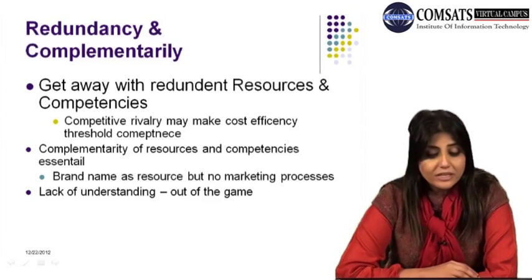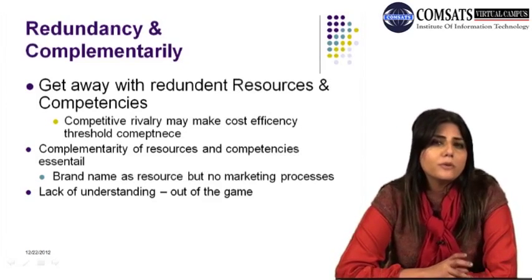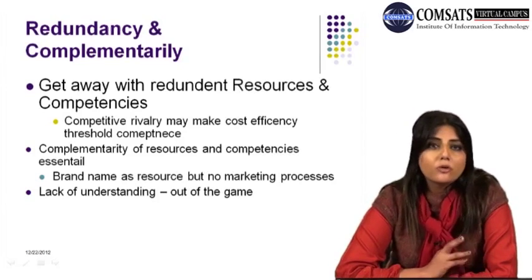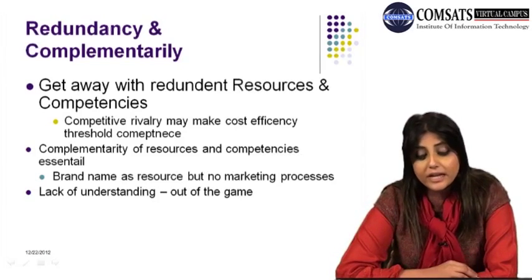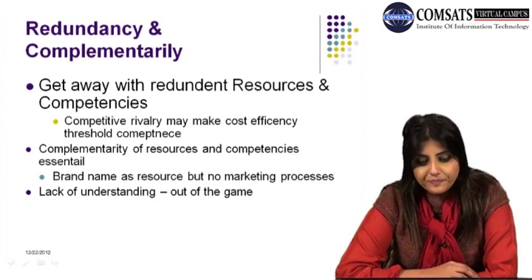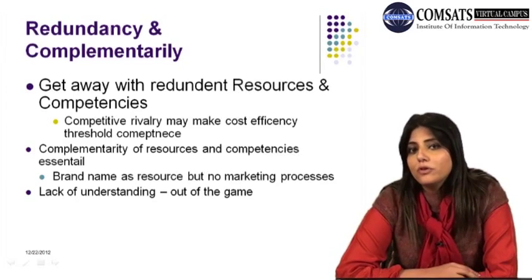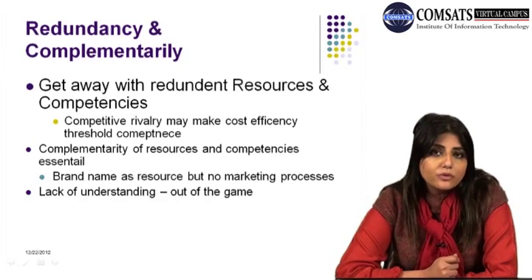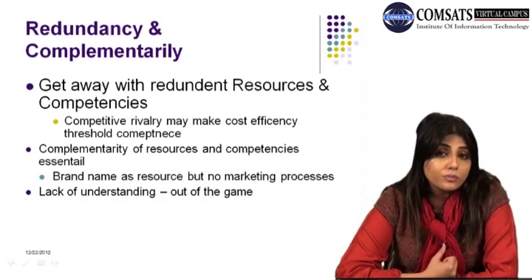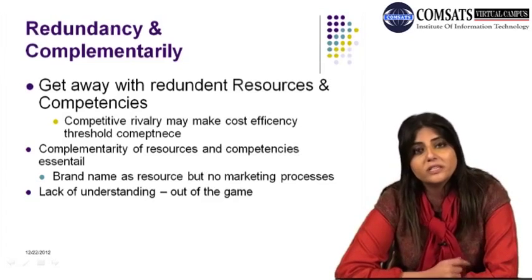Then we have another example of competitive rivalry. We discussed competitive rivalry in our last lecture, and I discussed a number of examples of how competitive rivalry can start between competitors, right? So this competitive rivalry may make cost efficiency a threshold competence. Even if your strategic option is not to compete on the basis of costs, or to produce at lower costs, even then you need to be cost efficient, because otherwise competitive rivalry may start.